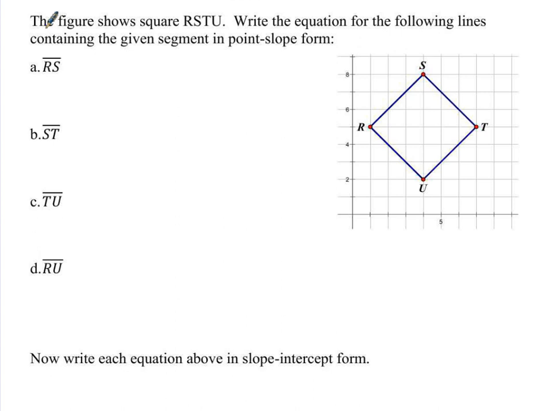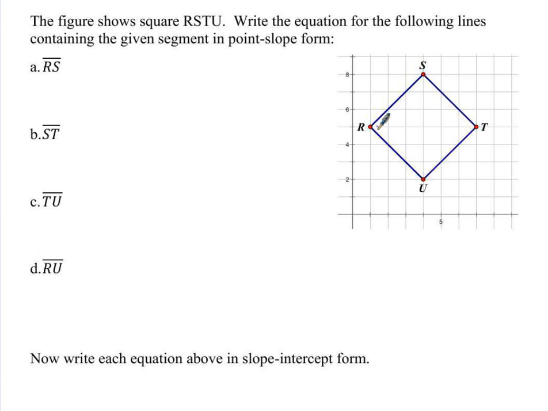It shows square RSTU. Write the equation for the following lines containing the given segment in point slope form. So I want the actual equation for the line. This notation right here means what? Yeah, segment. That's a segment because of that bar on top. If it was a line, it would have arrows on top of it. This is a segment RS. So RS is this guy right here. So I'm talking right here in part A about the line that would form that segment.